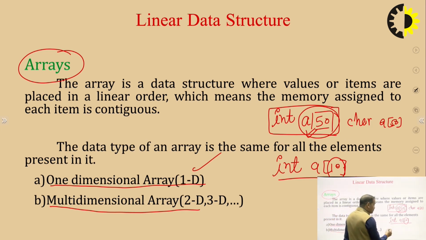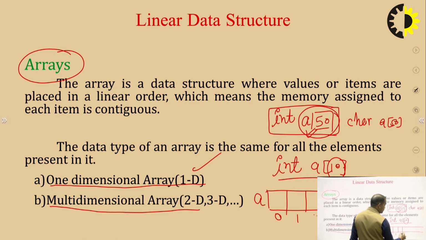Here, if you want to show how the data is stored inside memory, we write like this: a memory location. The name of the memory location is A and the places are 0, 1, 2, 3, 4 and so on, up to 10. Here we have to store a value for each element. Such a type of data structure is called a one-dimensional array.